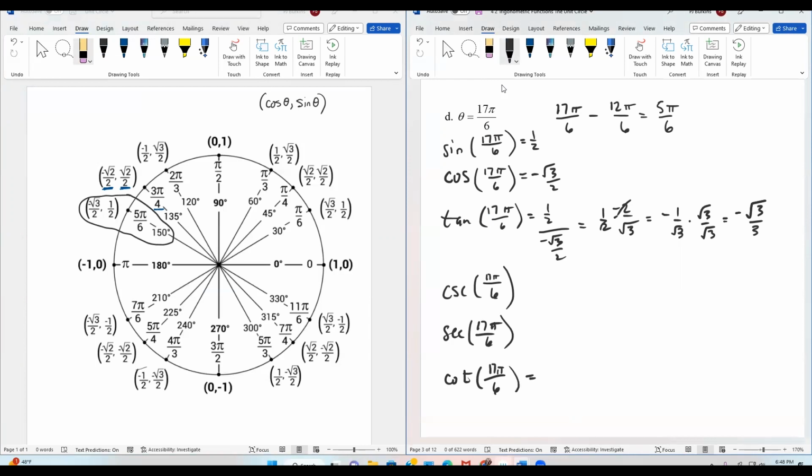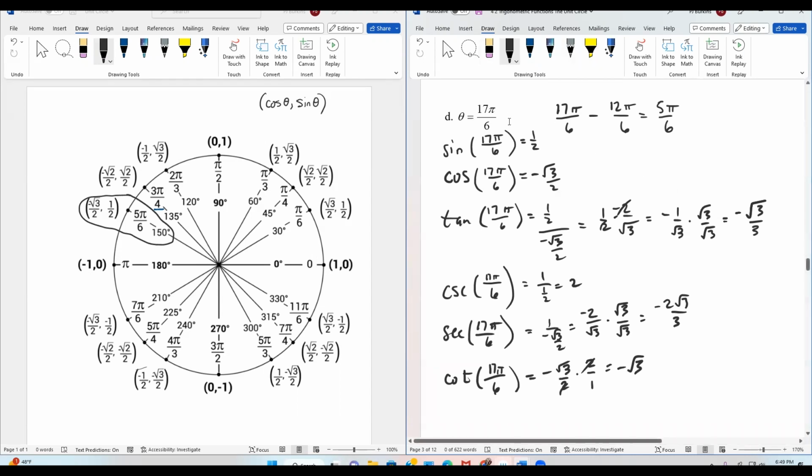All right, so cosecant of 17 pi over 6, that's 1 over the y. So that's 1 over 1/2, which is just 2. Secant is 1 over the x. So we get that. And then the cotan is x over y. So if we flip and multiply, we get -root 3 out of that. So that would be all of those for 17 pi over 6.